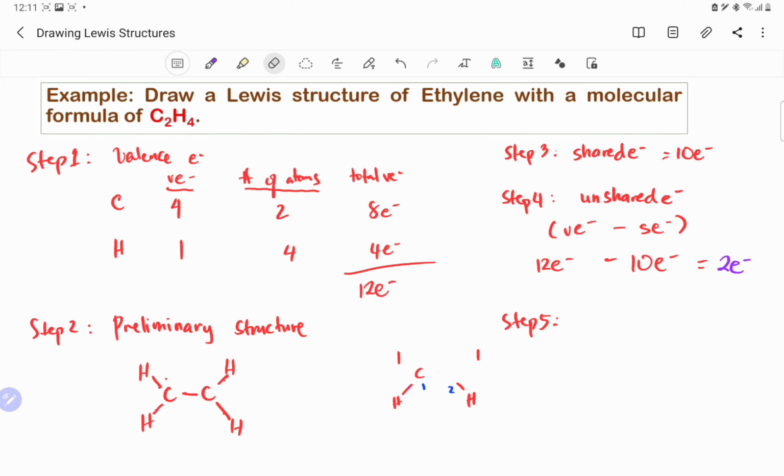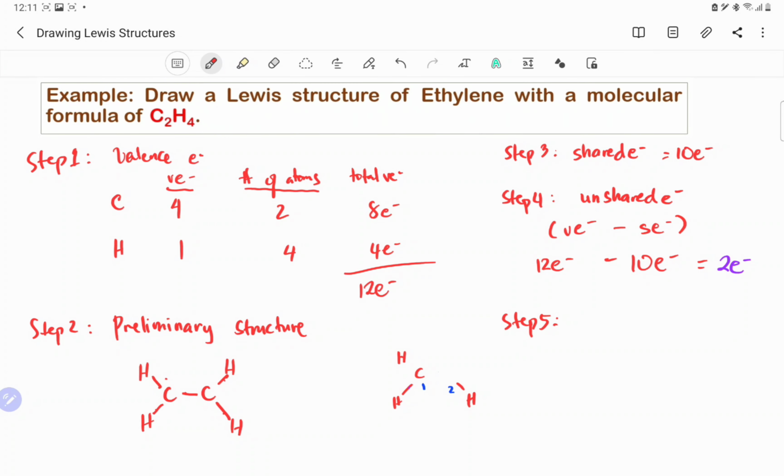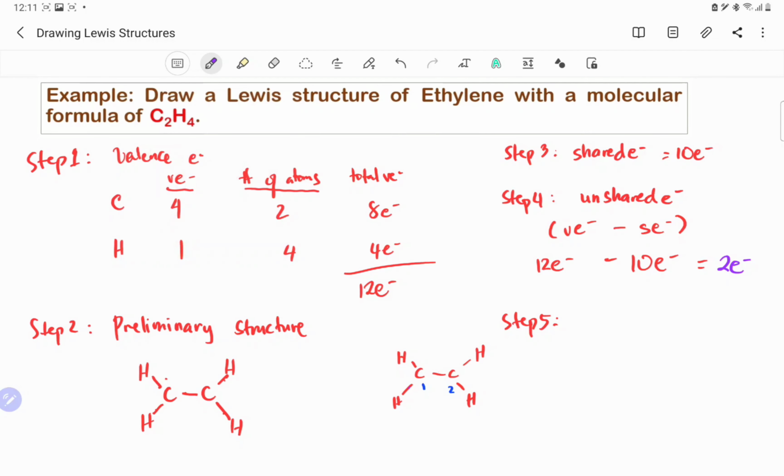Okay, if I want to draw it again, okay, so these 2 electrons, instead of distributing them as a lone pair, you can have them as a bond. Okay, so carbon 1 has 8 electrons, complete octet, 2, 4, 6, 8, and carbon number 2 has a complete octet, 2, 4, 6, 8. So this, my friends, is the correct structure of ethylene.